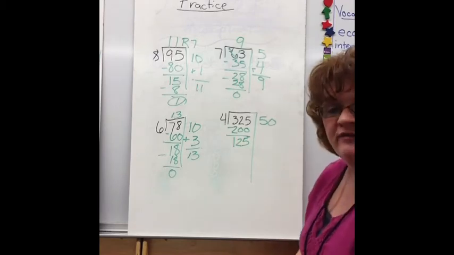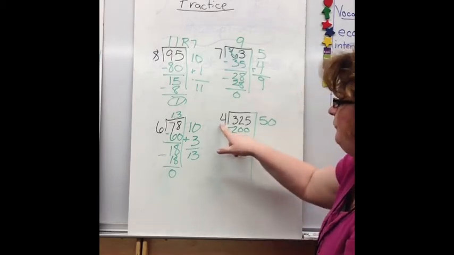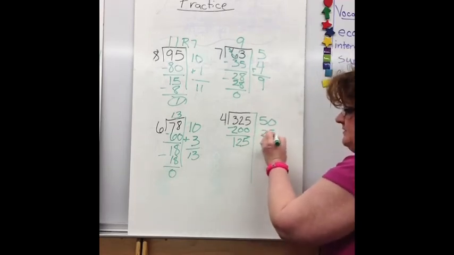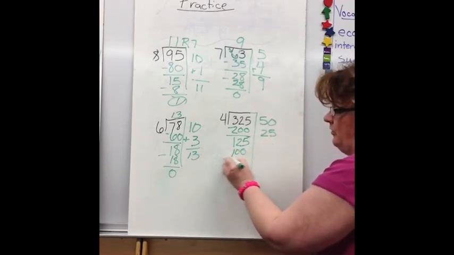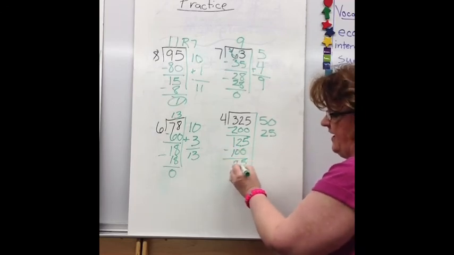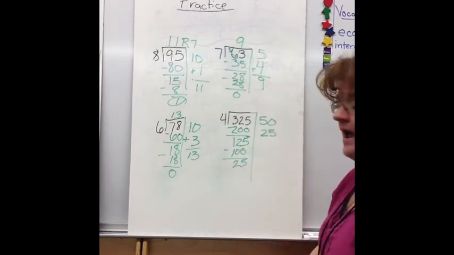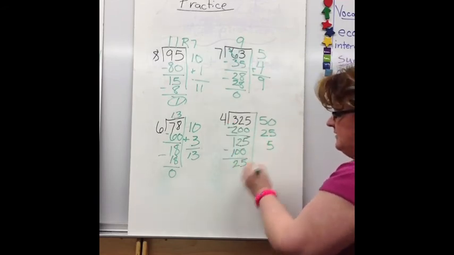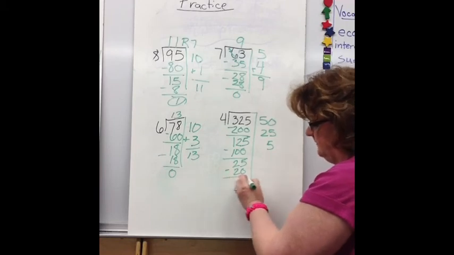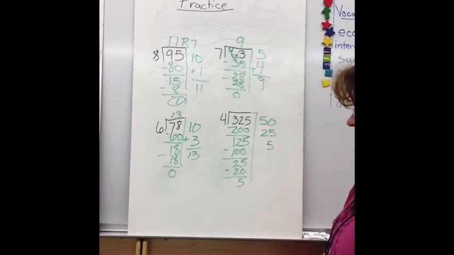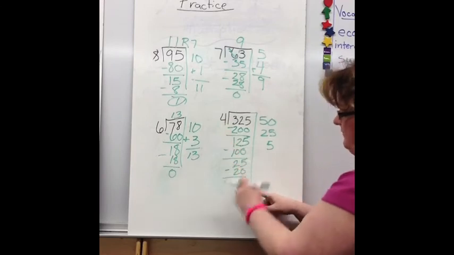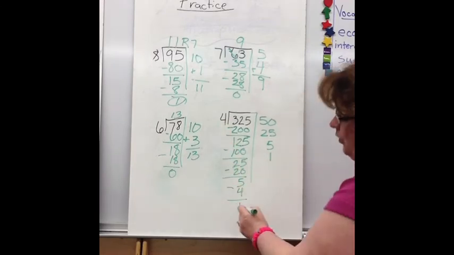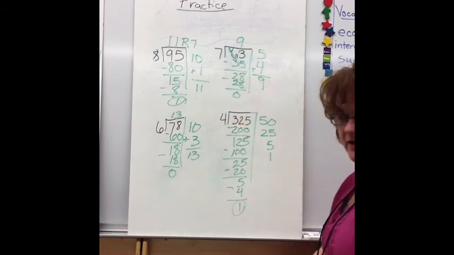That leaves 125. I know 4 goes into 100 25 times because I'm thinking about my quarters. That leaves me 25. Okay, I know that 4 goes into 25 5 times. That leaves me 20. So subtract that, I get 5. Well, 4 will go into 5 one more time. Subtract that, I'll get 1. 1 is smaller than 4, so that becomes my remainder.